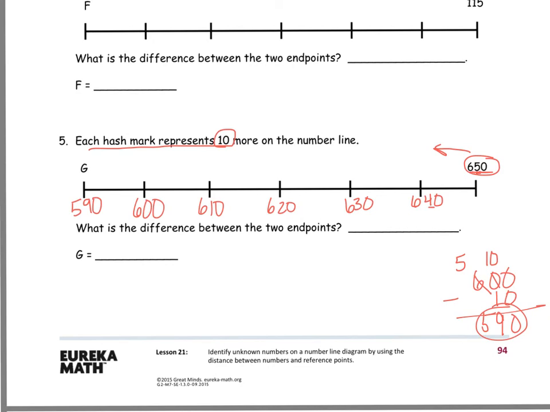So what is the difference between the two endpoints, meaning 650 and 590? I can count these by 10. 10, 20, 30, 40, 50, 60. And then I can look easily there and see what G equals, and it's right here, and it's 590.